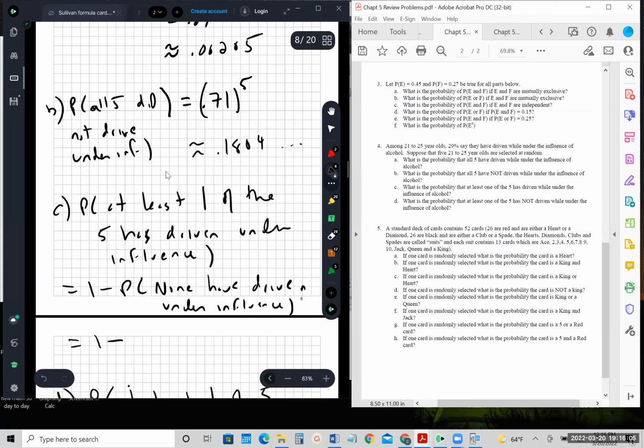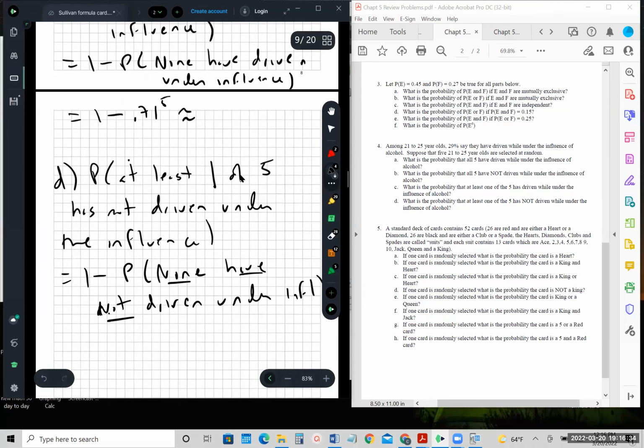Okay, so back to this. So if we want to do the probability at least one has driven under the influence, that would be 1 minus the probability none have driven under the influence. But we just found that answer right here. Let me use my red pen here. This is the probability all 5 did not drive under the influence. So that would mean all 5, none have driven under the influence. So we would do 1 minus 0.71 to the 5th. Okay, we'll get that in a second.